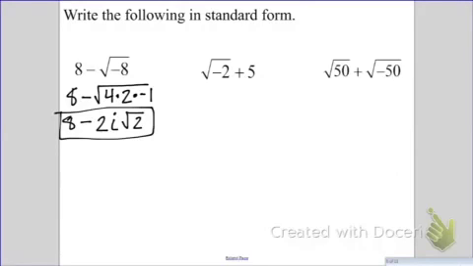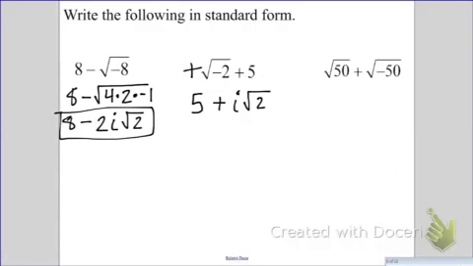Take a look at the next one. The 5 is supposed to come first. So first off, let's move it out in front. Next, let's know that there's a negative under the 2, so we're definitely going to pop out an i. And the square root of 2 is going to stay inside. What goes between them? Well, notice that there is no minus sign in front of the square root, so this is automatically a positive. So I would put a plus here.